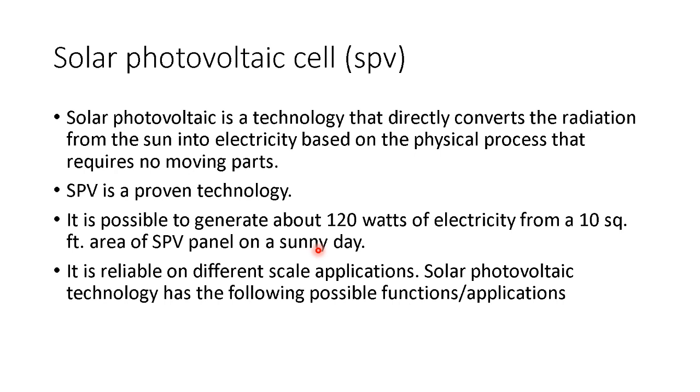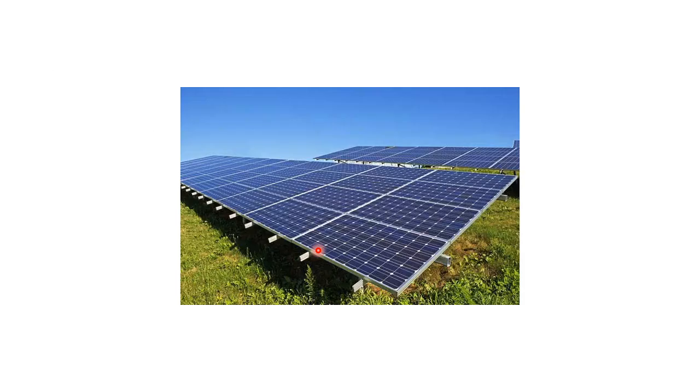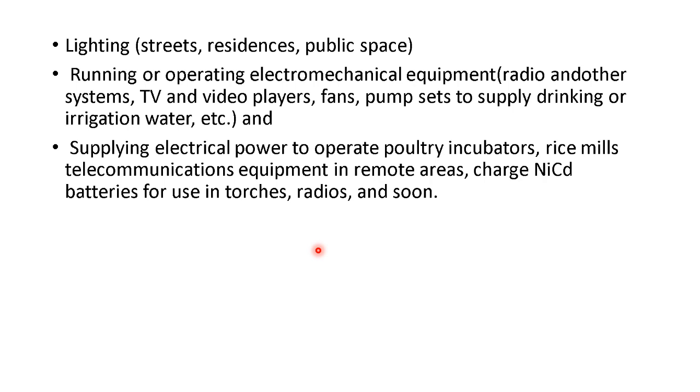So it is possible to generate about 120 watts of electricity from a 10 square feet area of SPV panel on a sunny day. Okay. So we can say it is reliable on different scales of application, that is, for example, lighting of streets, residences, public spaces, and for operating electrochemical equipment. Okay, that means small equipment can run on this solar energy. There is radio, another system, TV, video players, fans, pump sets to supply drinking or irrigation water. Supplying electrical power to operate poultry incubators, rice mills, telecommunication equipment in remote areas. Charge NICD batteries for use in torches, radios and so on.